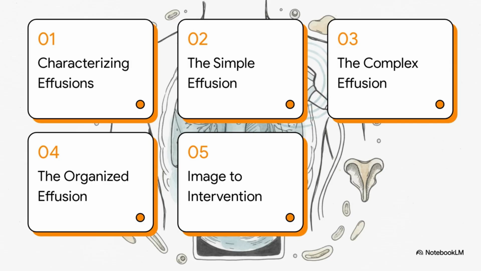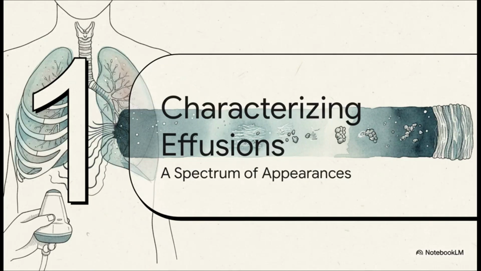So here's our game plan. We'll start with a general overview of characterizing effusions. Then we'll break down the three big sonographic patterns you're going to see: the simple anechoic, the more complex echogenic, and the really organized septated effusion. And finally, we'll tie it all together, linking the image you see directly to the intervention you choose.